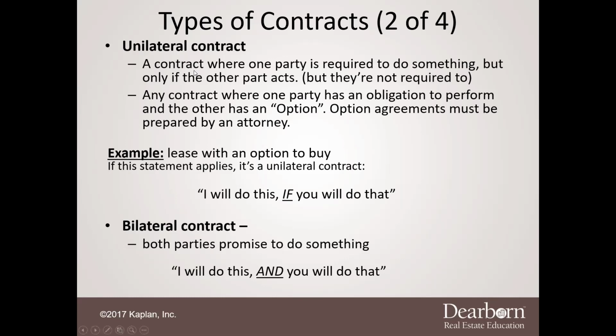Here's another example of a unilateral contract. A law enforcement agency offers a monetary award for anyone who aids in the capture of a criminal that leads to their arrest. Are you required to help the law enforcement capture the criminal? No. But if you do, they've got to pay you the reward. That's an example of a unilateral contract.